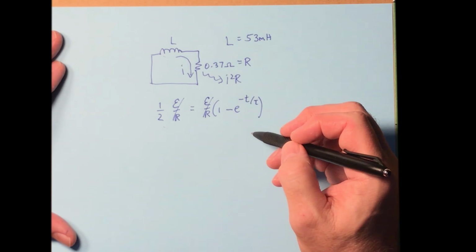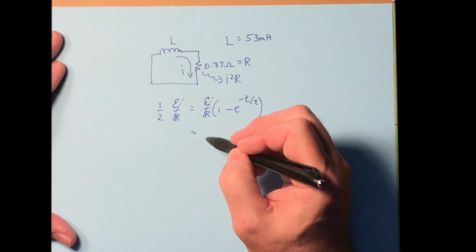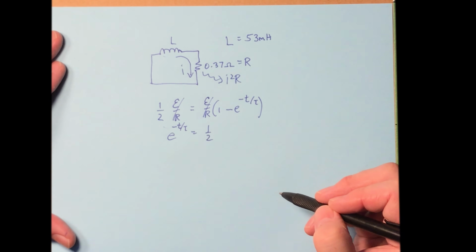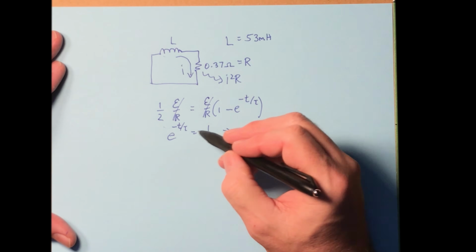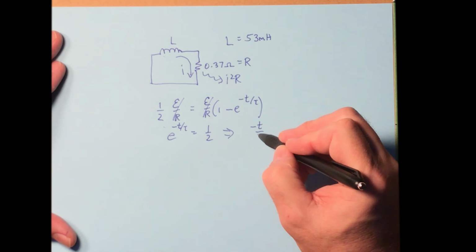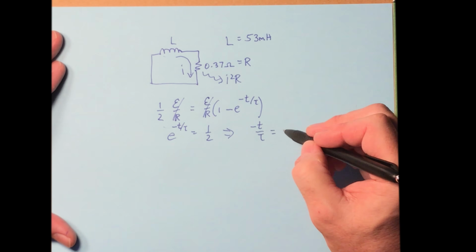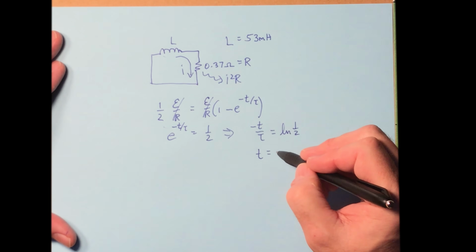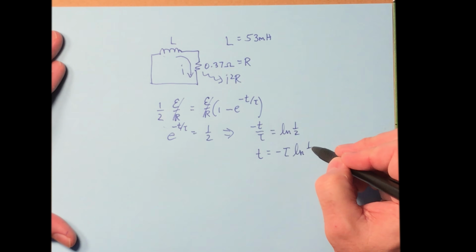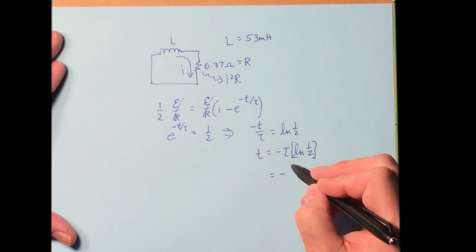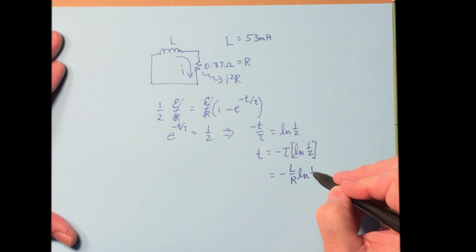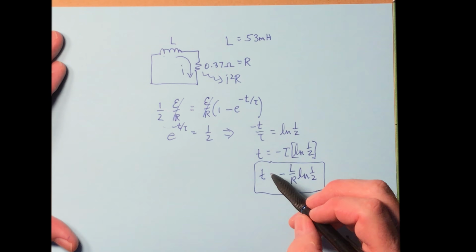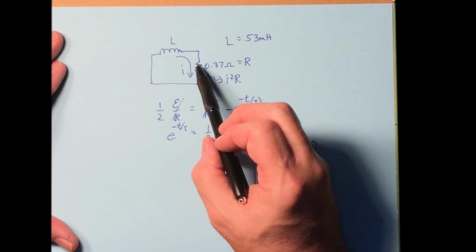The E over R's will cancel, and we have e to the negative t over tau is going to equal 1/2. Let's take the natural log of both sides here. We're left with negative t over tau on the left, and natural log of 1/2 over here. Solve for t. T is going to be minus tau times natural log 1/2. This is going to be minus L over R, natural log of 1/2. That's what t is.